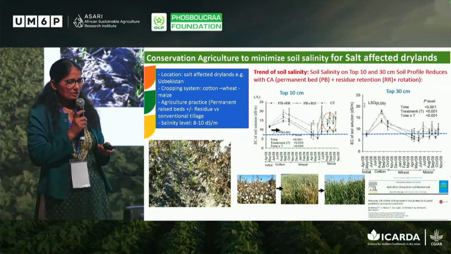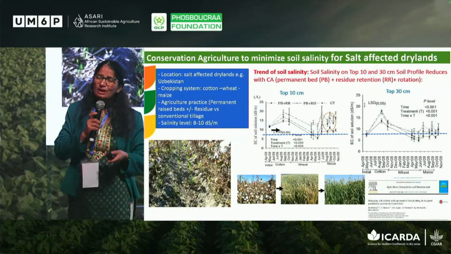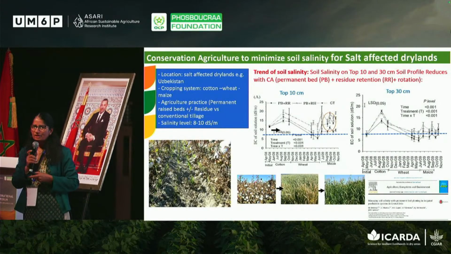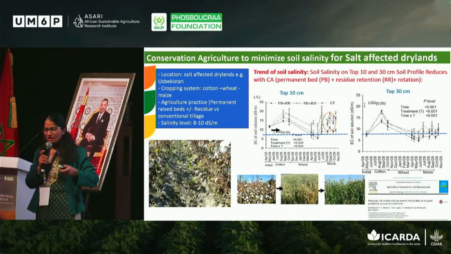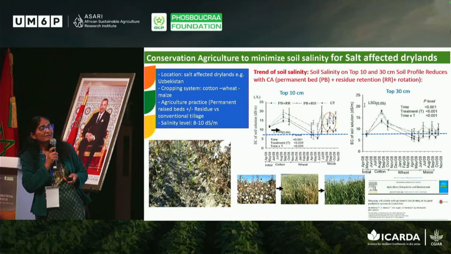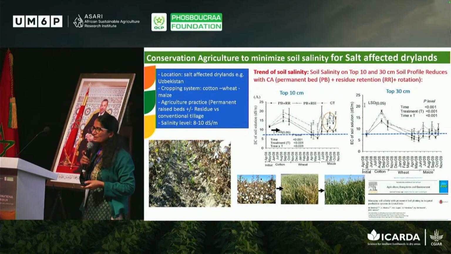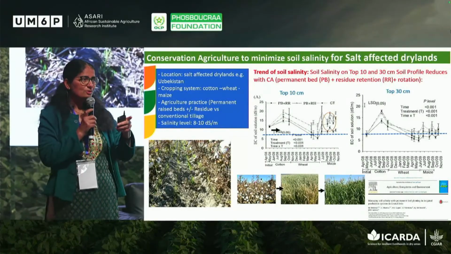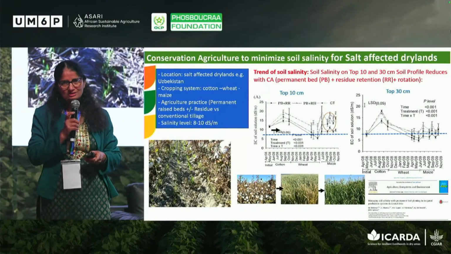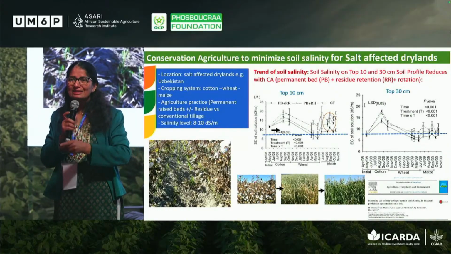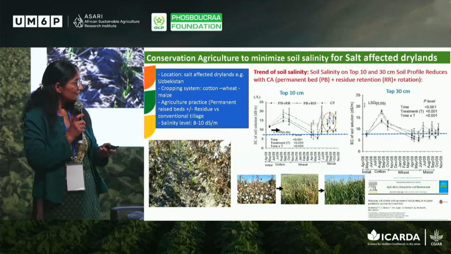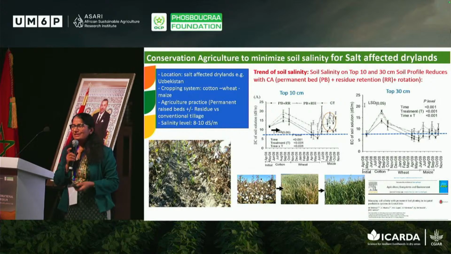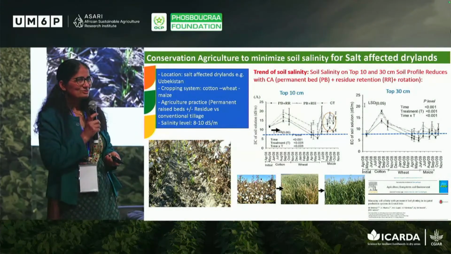So the information I would like to give here is, yes, it works well, but it needs to be with residue. If you don't have residue on top of the beds, forget about it, because it evaporates. The rate of increment is even higher if you don't have residue on the bed. So the main message is, yes, if we do conventional practices, the salinity level will increase. But if you use conservation agriculture practices with residue retention and rotation, it helps to decrease the increasing rate of salinity. This is one of the good findings, in the top 10 and also the top 30 centimeter soil profile. Again, this has already been published, so if you are interested, I will be happy to share some more detail.